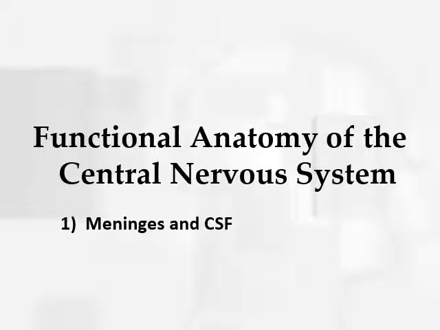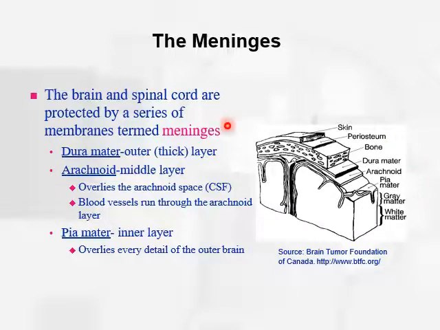And this will be a brief review about the anatomy of the central nervous system, starting from the meninges. The meninges, which surround the brain and the spinal cord, protect them. They are three layers: the dura mater, arachnoid, and the pia mater. The dura is the outer thick layer, arachnoid is the middle layer, and the pia is the inner layer which envelopes the brain and the spinal cord.